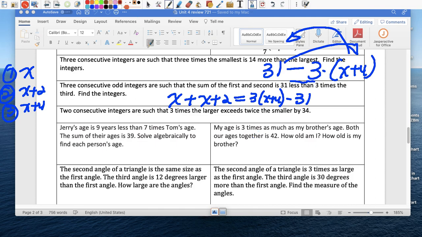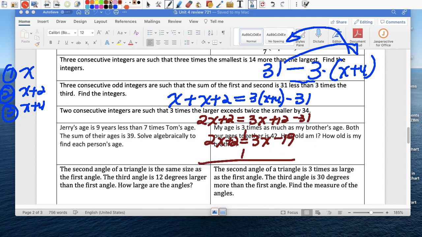Okay, now from here it's just all that good stuff. Combine like terms: 2x plus 2, equals, distributive property, 3x plus 12, minus 31, so 3x, and then 12 minus 31 gives negative 19. We have variables on both sides, so I'm going to get rid of the 2x. I'm going to do minus 2x. That goes away. I'm left with 2 over here. This is 3x minus 2x is x, minus 19.